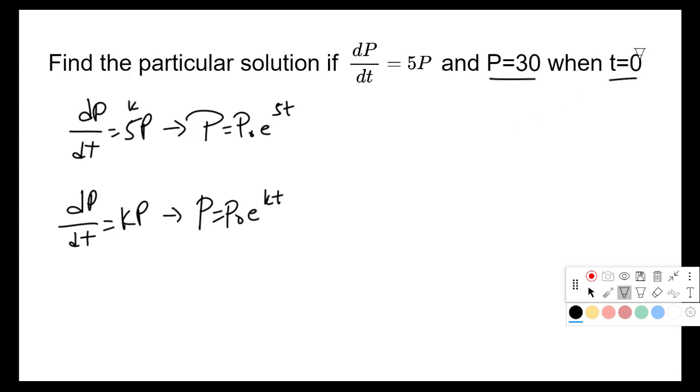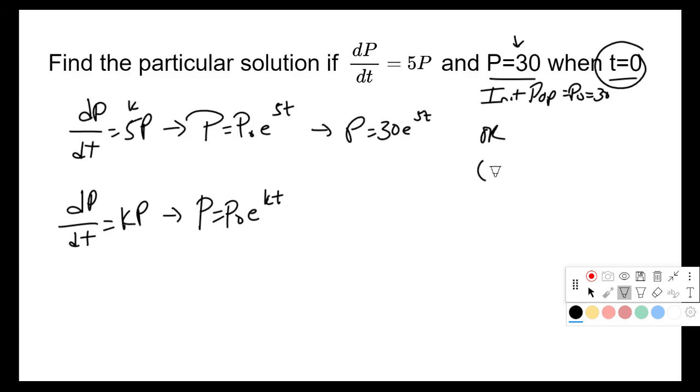So there's two ways you can think about it. When t equals 0, P equals 30. That means the initial population is 30. So that would give you P equals 30 e to the 5t power. Or the other way you can do it is you have a point, t equals 0, P equals 30. Plug it into this equation here, and you could solve for P naught. You could do it either way. It does the same thing. So you'd have 30 equals P naught e to the 5 times 0. 30 equals P naught e to the 0. E to the 0 is just 1, so P naught is 30, which either way gives you this equation.